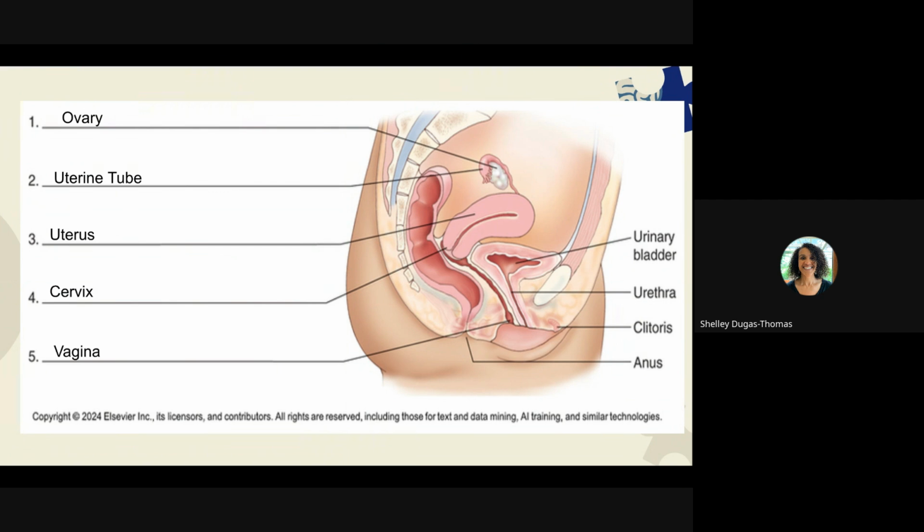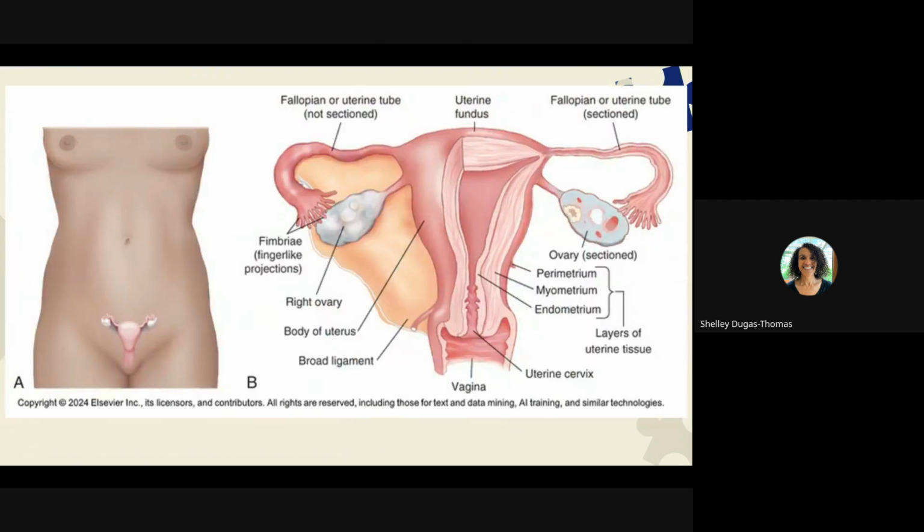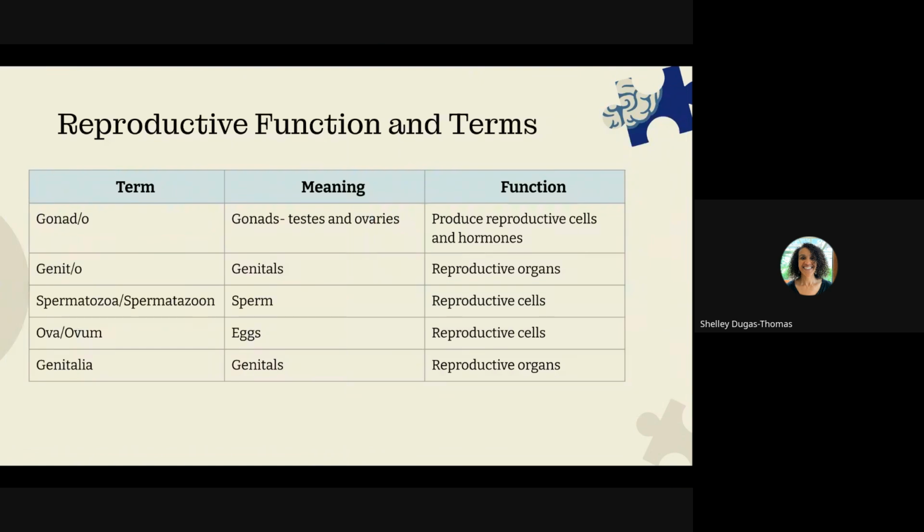Also pay attention to the layers of the uterus. So you have the perimetrium, the outer layer, peri meaning around, the myometrium, which is the thick muscular layer, myo meaning muscle, and the endometrium, which is the inner lining, endo meaning inside. Remembering these three anatomical layers will help you with the pathophysiology section. So we're going to look at that, and that shows the fallopian tubes. So we'll go over some of the terms.